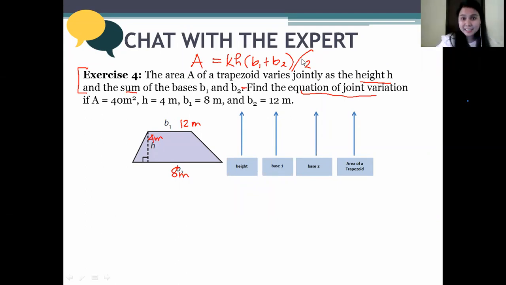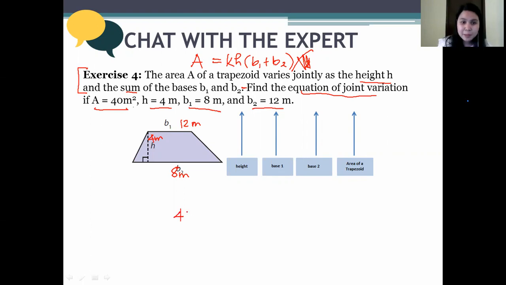Now, we state it as it is, okay? Let's solve first for our K. Remember, our A is 40 meters squared, our H is 4 meters, our base 1 is 8 meters, and our base 2 is 12 meters. So let's solve for K.